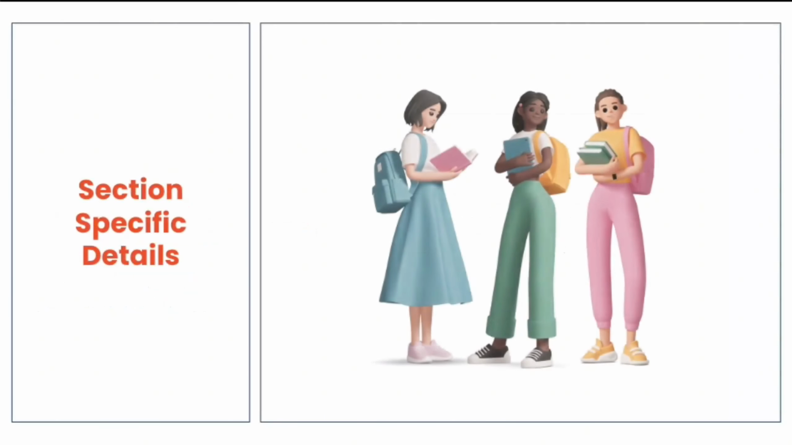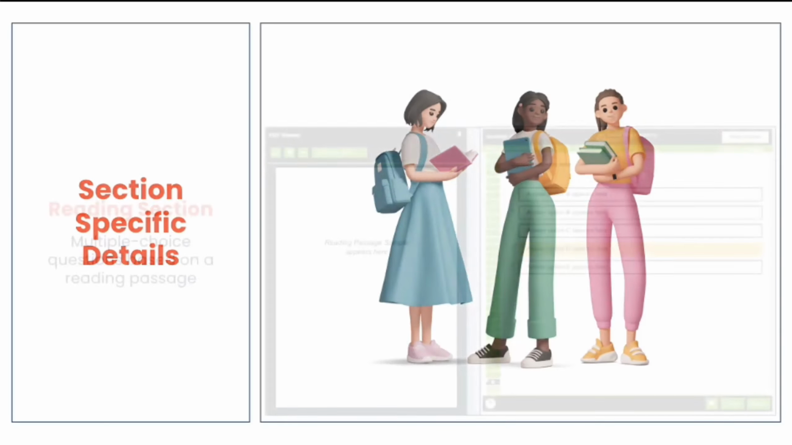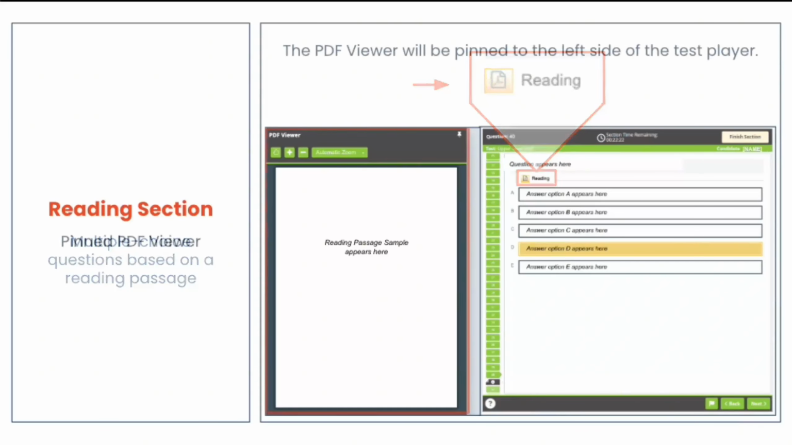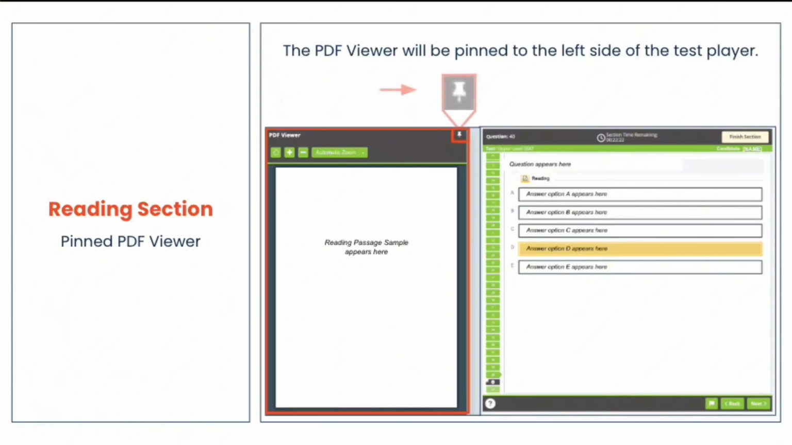Now let's review section-specific details. The reading section is unique as it will have a split screen because it includes a passage that must be read to answer the questions. Passages in the reading section will appear in a PDF viewer. By default, the PDF viewer will be pinned to the left side of the test player. It can be unpinned by clicking the push pin icon in the upper right corner of the PDF viewer.